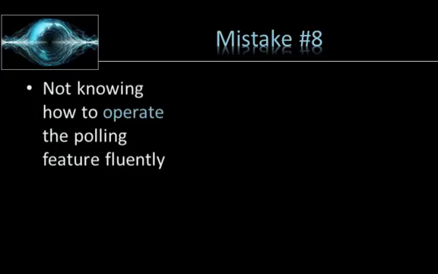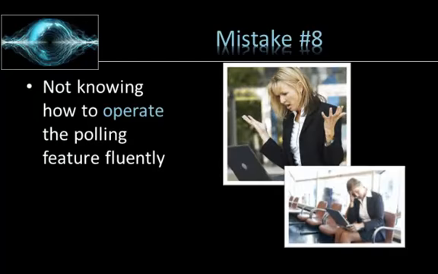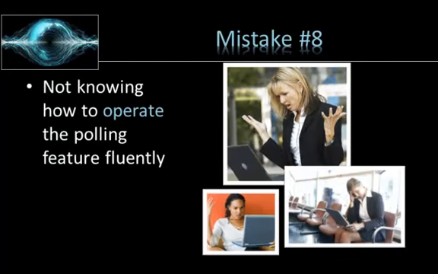The eighth mistake is not knowing how to operate the polling feature fluently. Now, don't be in the middle of an audience presentation and find that there's something you didn't load on the poll or didn't know how to operate or just couldn't quite make it work effectively. Like in one of the technologies, it's going to time out 30 seconds if everybody hasn't responded. There is a way to turn that off. You've got to know these features, know everything about how to operate that polling function so it operates fluently.